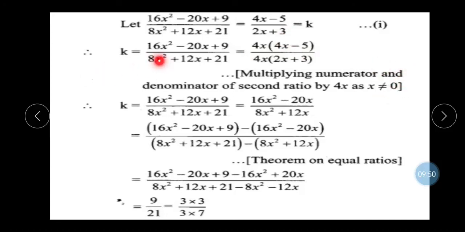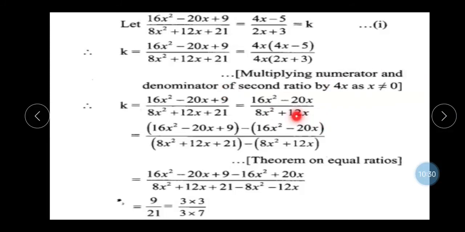Therefore, k is equal to 16x square minus 20x plus 9 upon 8x square plus 12x plus 21 is equal to 4x into 4x minus 5 upon 4x into 2x plus 3. This we will copy as it is because there is no calculation in this. There is a calculation in this, that is 4x into 4x we will get 16x square, 4x into minus 5 we will get minus 20x, 4x into 2x we will get 8x square, and 4x into plus 3 we will get plus 12x. Now we got this step.